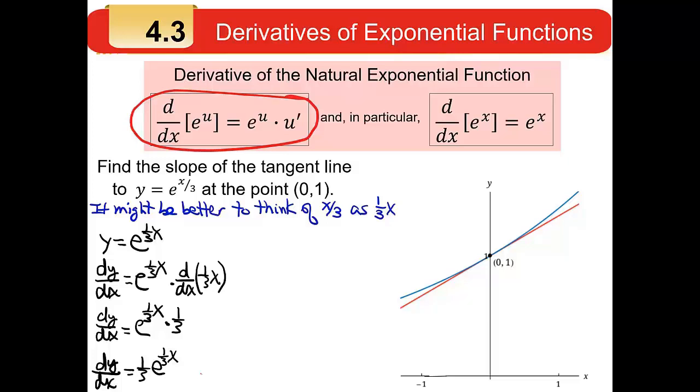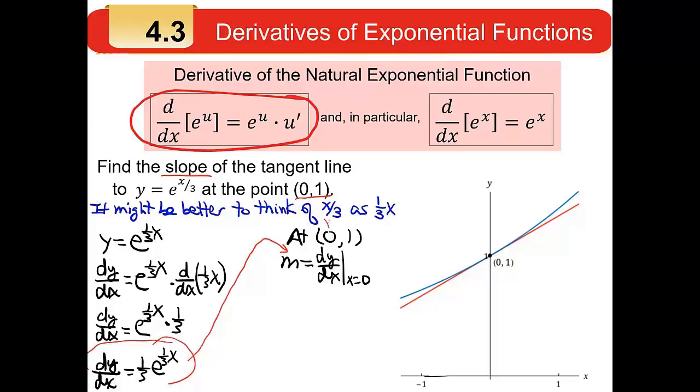Now remember what we're doing. We actually want to find the slope of the tangent line at this point. So what we have to do is take the derivative, which represents the slope, but we want to plug in x equal to 0. Because the formula says there's an x in the derivative. So you have to take that out and plug in the actual number.